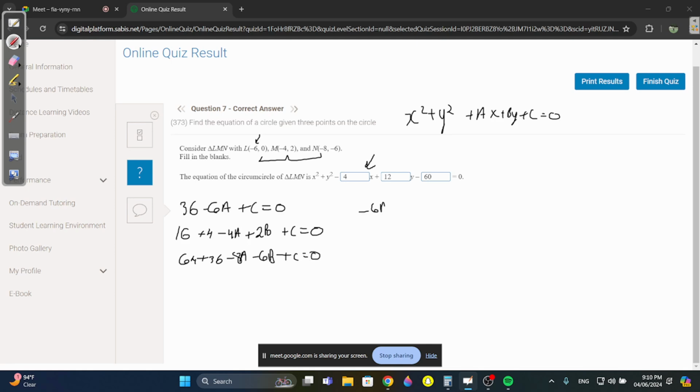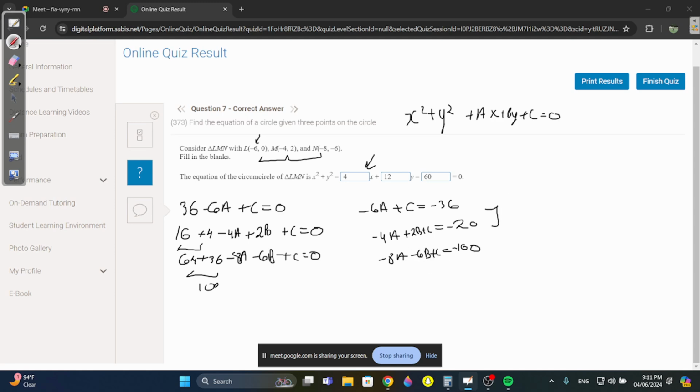Keep it as letters and put the constant term on the other side. Okay, so minus 6a plus c equals minus 36 because I took 36 to the other side. Here, 16 plus 4 is 20. Let's take it to the other side, so it's going to become negative 20. Let's clean it up over here. Minus 4a plus 2b plus c. Then here, take 64 plus 36, which is 100. Take it to the other side, it's going to become minus 100. Okay, minus 8a minus 6b plus c.